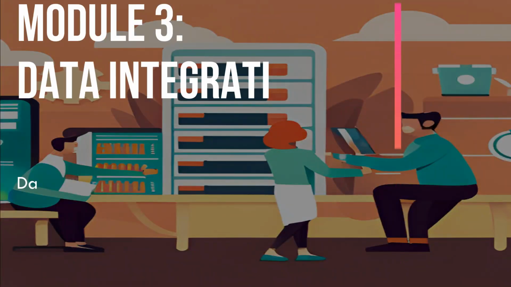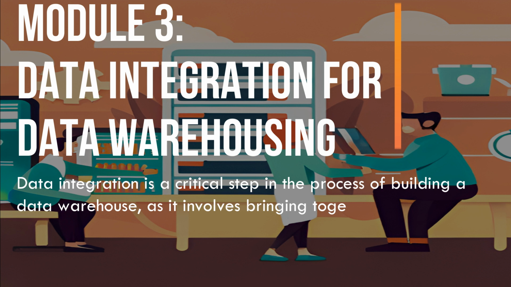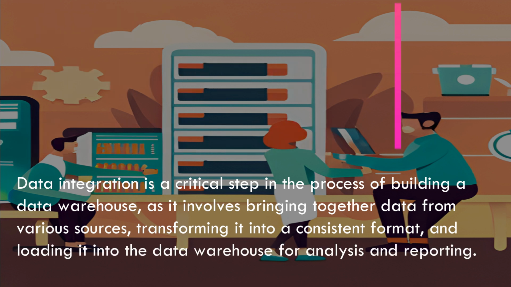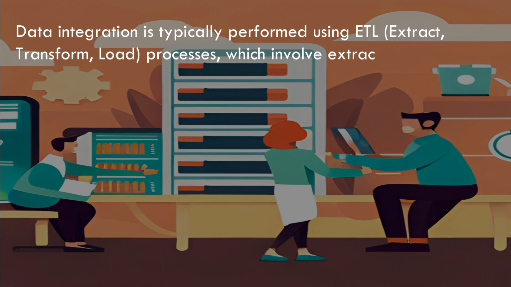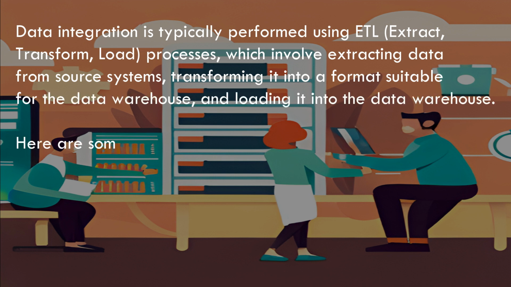Module 3, Data Integration for Data Warehousing. Data integration is a critical step in the process of building a data warehouse, as it involves bringing together data from various sources, transforming it into a consistent format, and loading it into the data warehouse for analysis and reporting. Data integration is typically performed using ETL (extract, transform, load) processes, which involve extracting data from source systems, transforming it into a format suitable for the data warehouse, and loading it into the data warehouse.